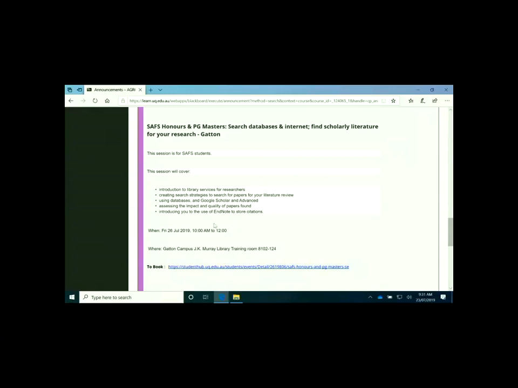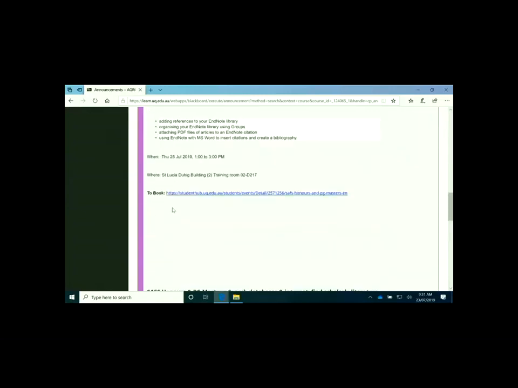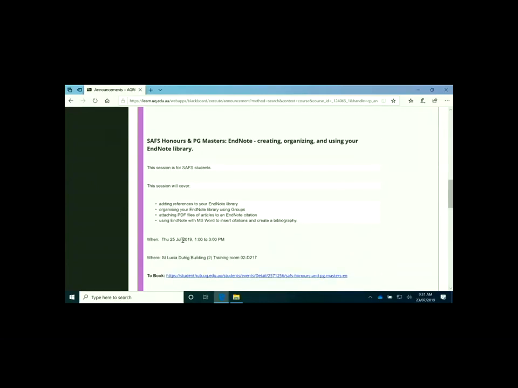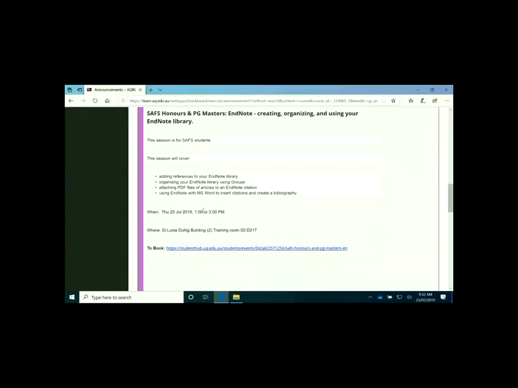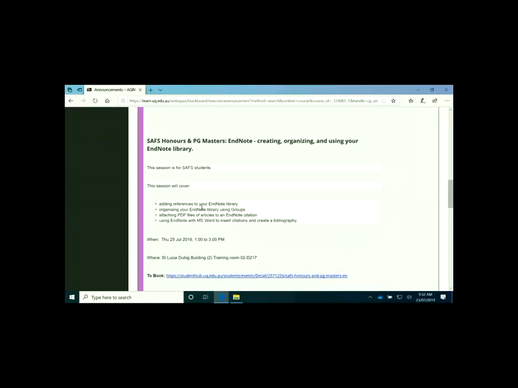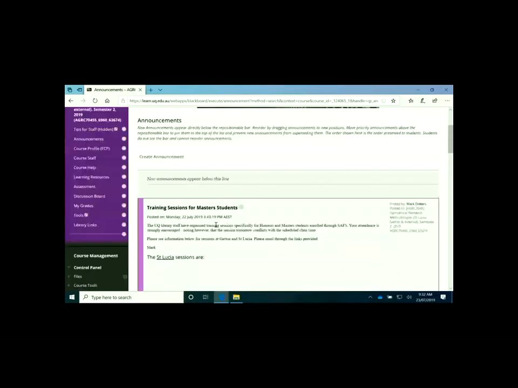I think the same session is also offered on Thursday at St. Lucia. I'd strongly encourage you to sign up for one of those two courses, because those topics will be useful for this course and also for you as students undertaking a research project. It doesn't cost you anything, it just costs you a bit of time on Thursday or Friday. Those skills, like EndNote libraries, will be useful as well.